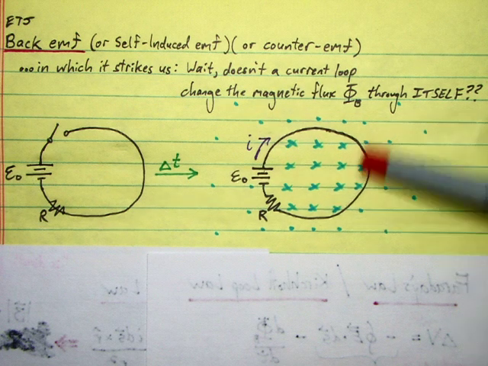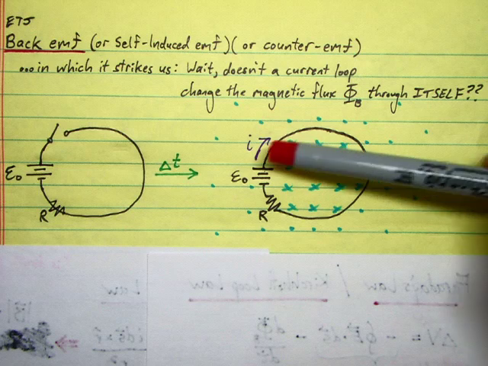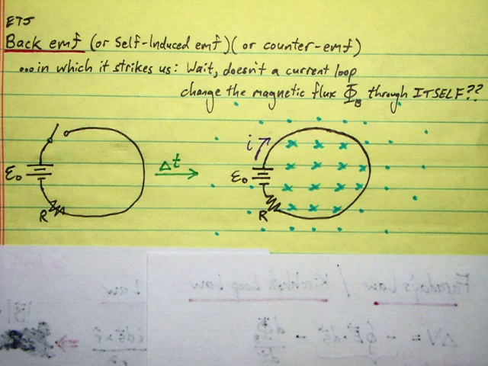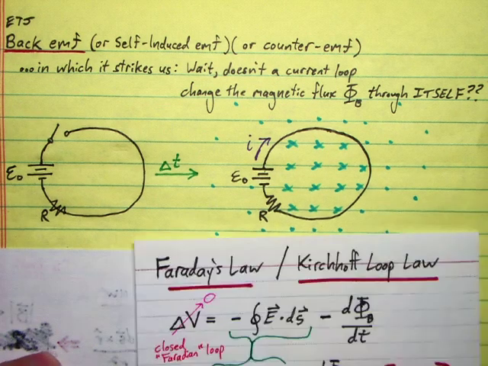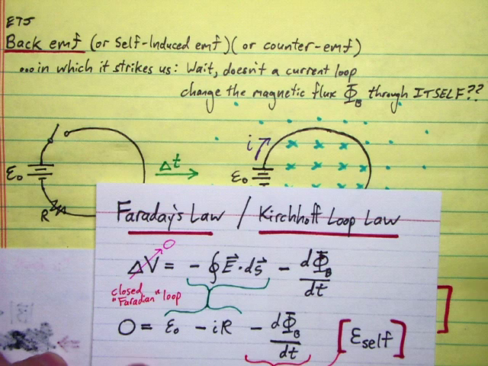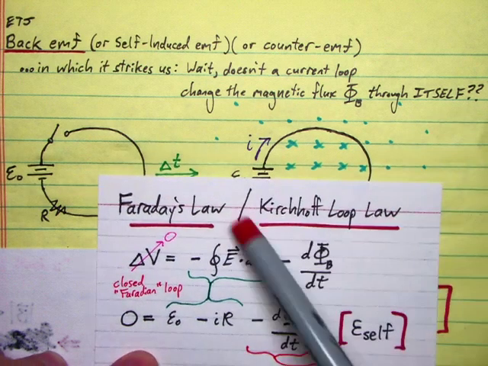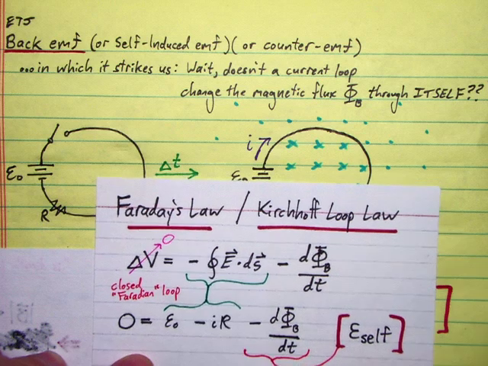And if there's a changing magnetic flux through that loop, even if it's due to its own current, that should induce some kind of response that calls upon the electromagnetic inertia of the system to respond in some way. So let's apply our modified Kirchhoff loop law, which we call Faraday's law, to this scenario.